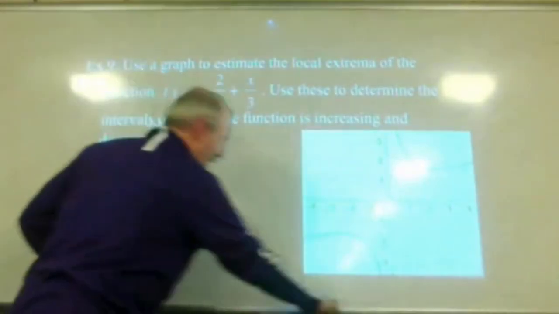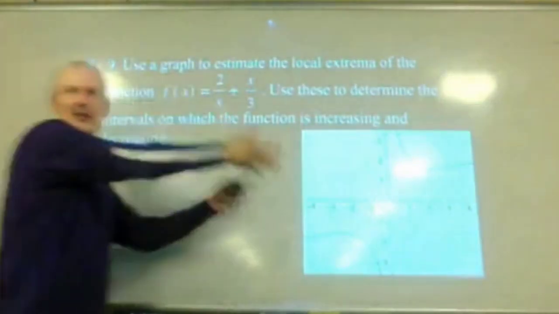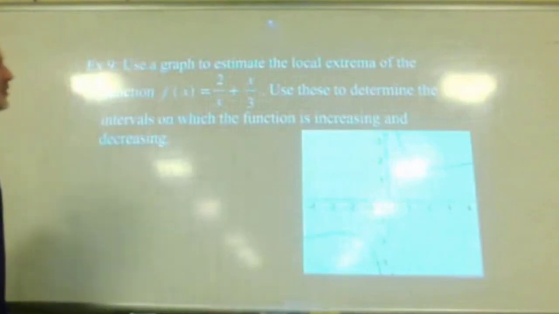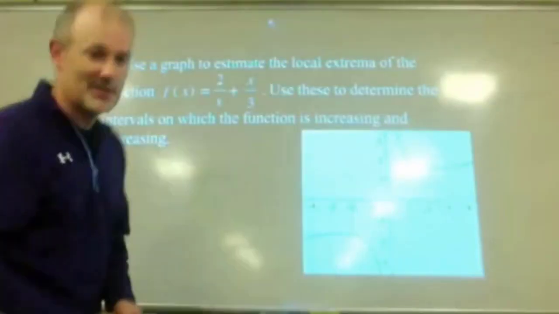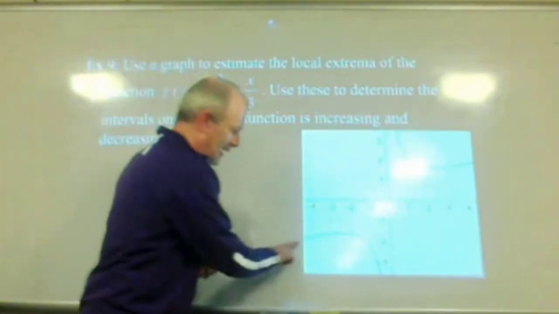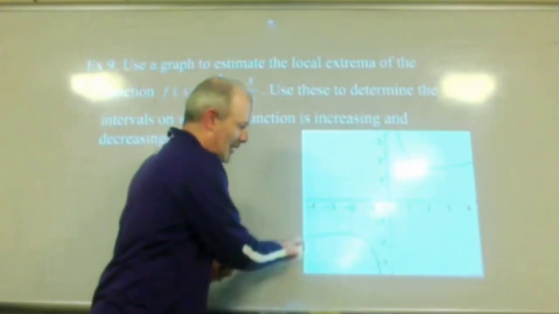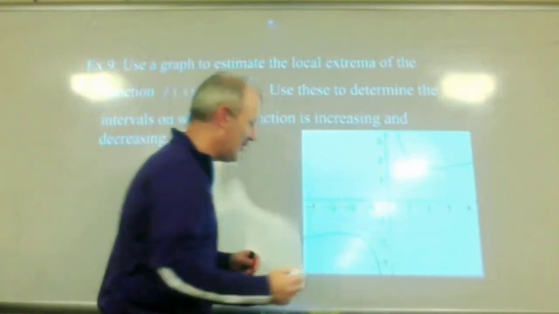So looking at a graph again, here's the equation. That doesn't matter because you've got the picture here, right? So use the picture to determine the intervals on which the function is increasing and decreasing. So again, let's talk about this left-hand side. What does it look like it's doing? Is it increasing or decreasing over here? Increasing. Until where?